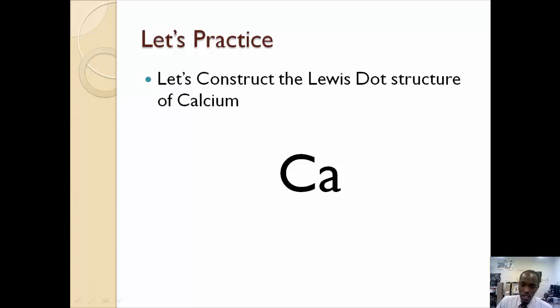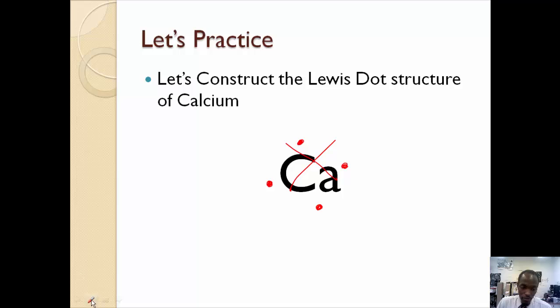Let's construct the Lewis dot structure for calcium. So calcium has an octet rule of 8, just like everyone else. You want 8. That's the golden number. You want 8 on the last level. So calcium. Let's see. When we construct our calcium element, you start here. 1, 2, 3, 4. Oh, that is incorrect.